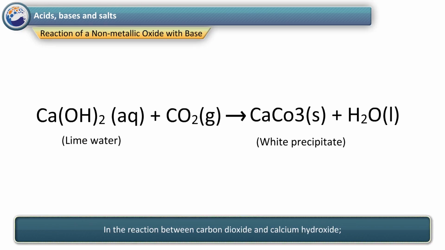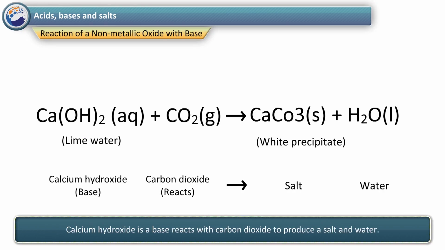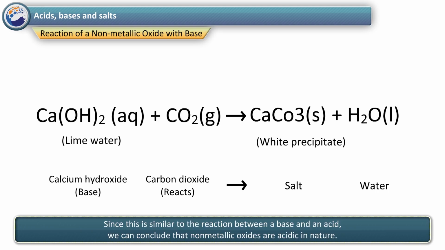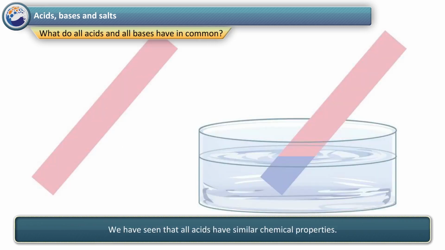In the reaction between carbon dioxide and calcium hydroxide, calcium hydroxide, a base, reacts with carbon dioxide to produce a salt and water. Since this is similar to the reaction between a base and an acid, we can conclude that non-metallic oxides are acidic in nature. What do all acids and all bases have in common? We have seen that all acids have similar chemical properties. What leads to this similarity in properties?